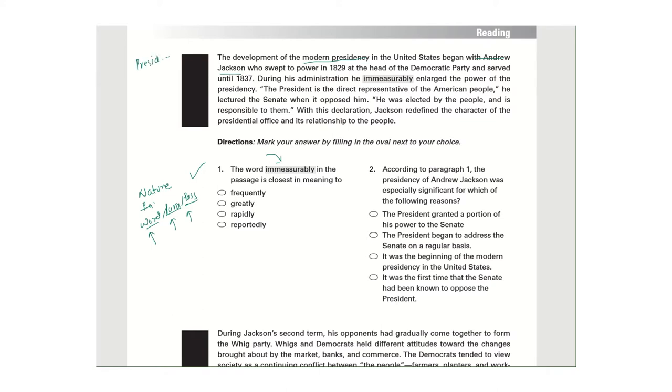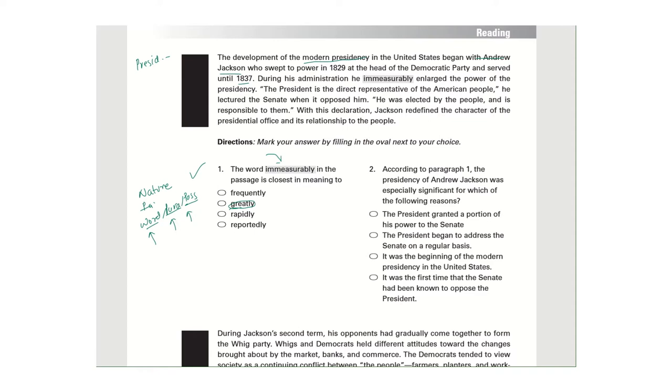Okay, who was the head of Democratic Party and served until 1837? So almost 9 years or 8 years. Yeah, during his administration, he immeasurably enlarged the power. Immeasurably enlarged the power. So what is the meaning of immeasurably here? Frequently, greatly, rapidly, reportedly. So if I replace the word, I can just put greatly here. He greatly enlarged the power.